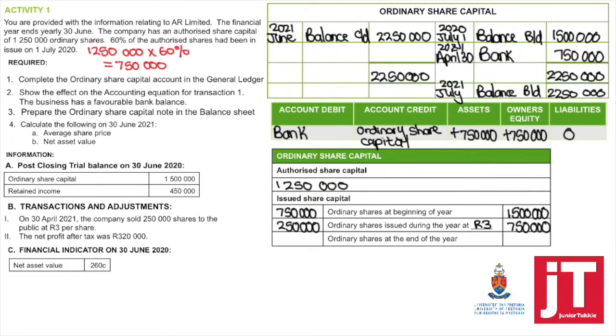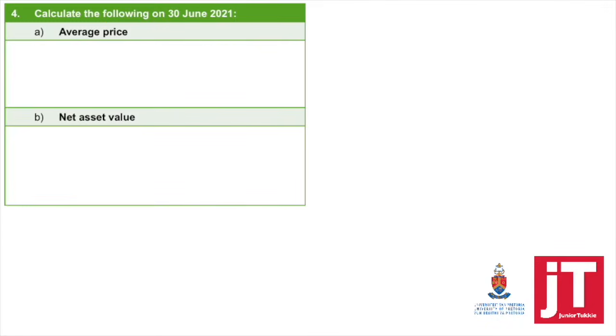Now I can balance the ordinary share capital in the general ledger, the credit side minus the debit side equals 2,250,000. And if I go to my ordinary share capital note and I total it, it gives me exactly the same answer, and the number of shares in issue is 1 million. Now we need to calculate the average price and the net asset value on 30 June 2021, which is the end of the accounting period.